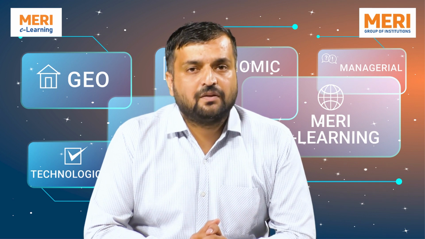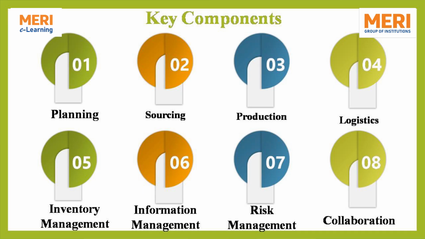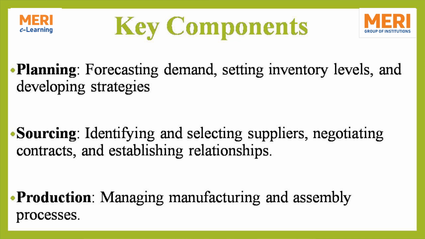The main key components of supply chain management are planning, sourcing, production, logistics, inventory management, information management, risk management, and collaboration. Starting with planning: this involves forecasting demand, setting inventory levels, and developing strategies to meet customer requirements. Sourcing means identifying and selecting suppliers, negotiating contracts, and establishing relationships to ensure a reliable and cost-effective supply of materials and resources. Production means managing manufacturing and assembly processes to optimize efficiency and quality.